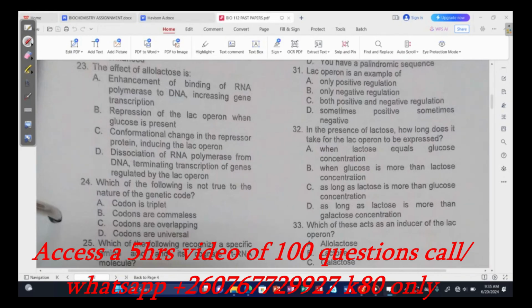D, which was saying dissociation of RNA polymerase from, so this in any way doesn't favor allolactose. So the correct option there is option C.